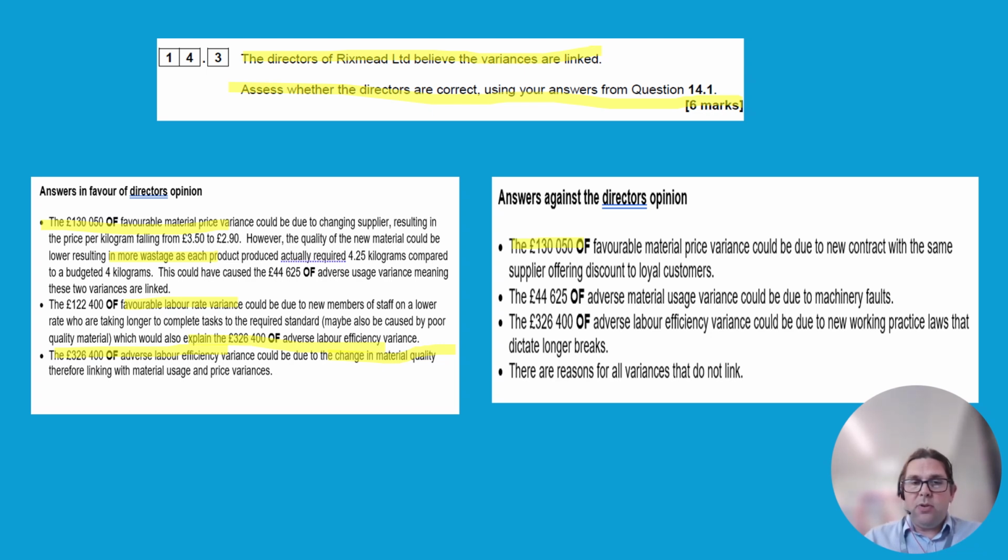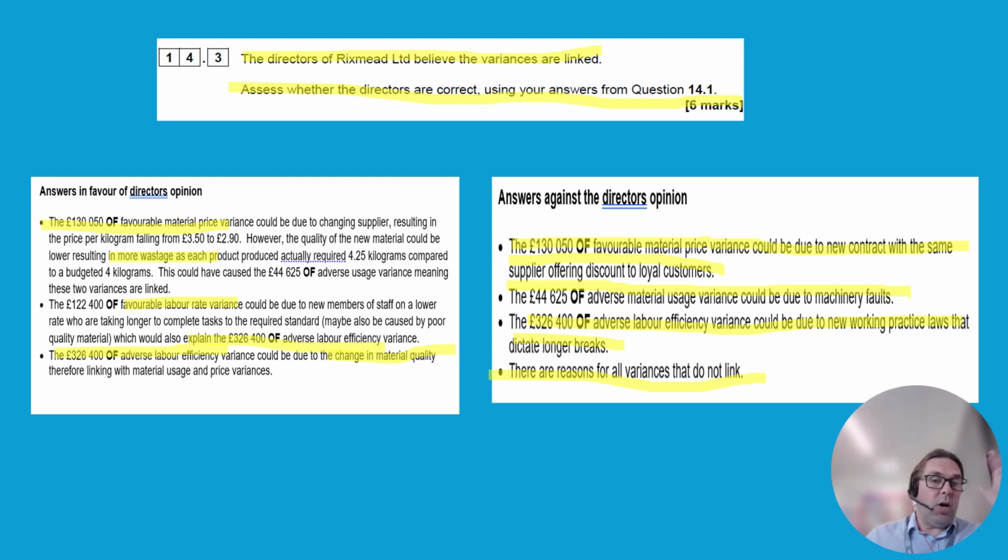So here, again, apologies for the squeezed nature of this side of it. The favourable material price could be just a supplier giving discounts. It doesn't have to be lower quality. They're just giving us a better discount than we thought. So therefore, we're saving money. It could be the adverse material usage is because we've got a fault in our machinery. A good balance point. You say why that would cause it. It could be efficiency, it could be due to new laws, as we have longer breaks. We've still got to pay staff for breaks, but it's going to be less efficient because we won't produce as much. And there's lots of reasons why these variances would stand in isolation. It's a bit of a weak one, that one, to be fair.